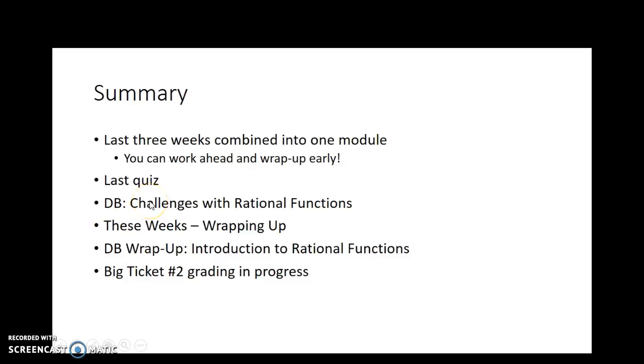This week the discussion board is on challenges with rational functions, and these last weeks are just kind of wrapping up ideas and putting it all together. I'll do a discussion board wrap-up, introduction to rational functions. And I just wanted to point out that big ticket number 2 grading is in progress, and I'll have those results back as soon as I get them done.